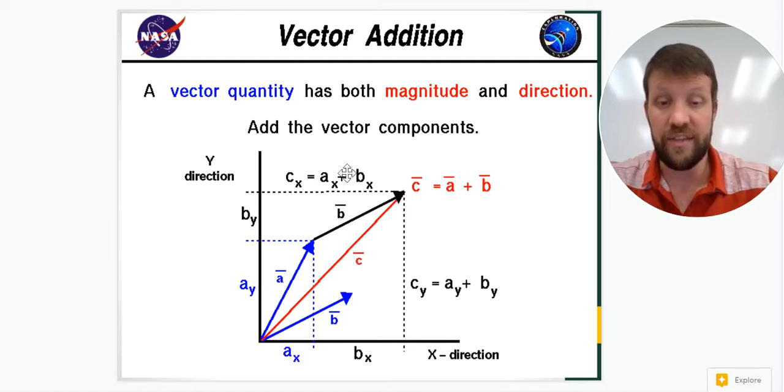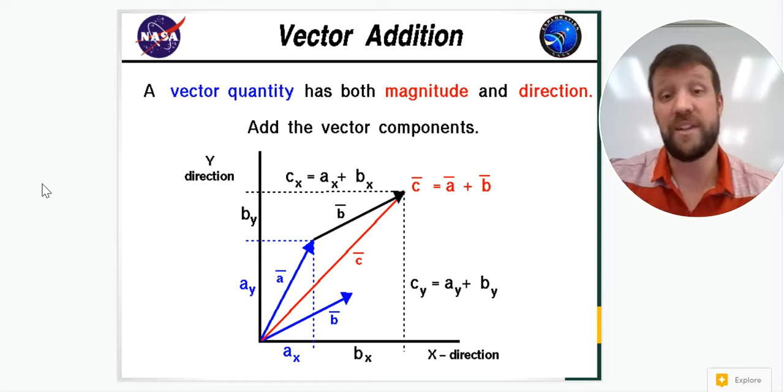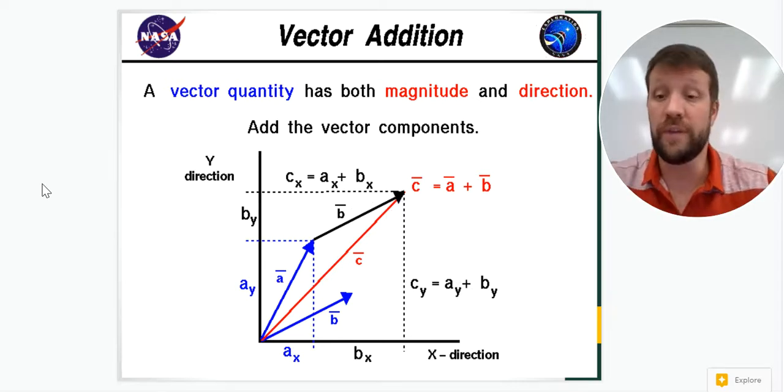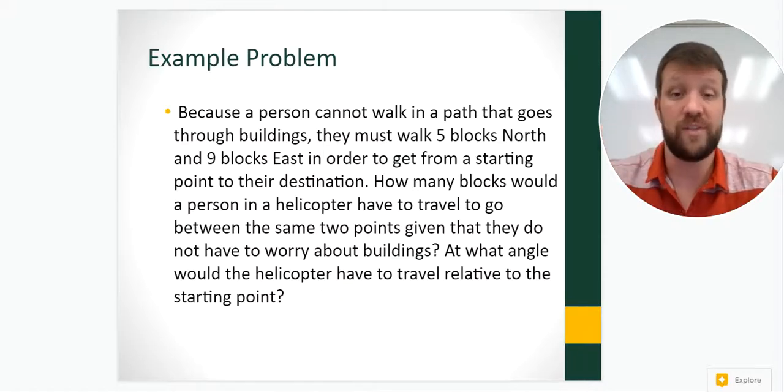And you see that outlined in these spots also. And that's your very basic vector addition. And obviously with numbers, it'll look a little different, but we'll get some practice with that. And let's actually look at a very quick example problem as we're doing this.